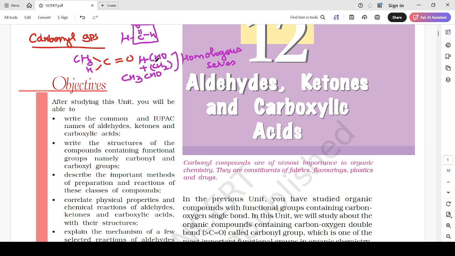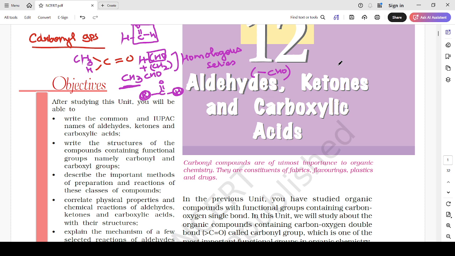When you are having this HCHO, or other than that, there are no two R groups attached. Instead there is an R group and one H. The CHO unit is there. Then I call such compounds aldehydes. So basically aldehydes are CHO units.